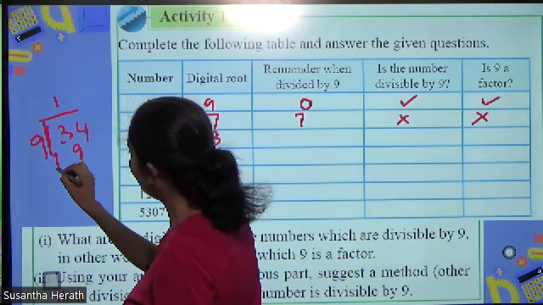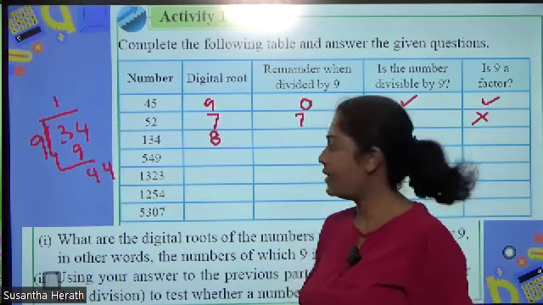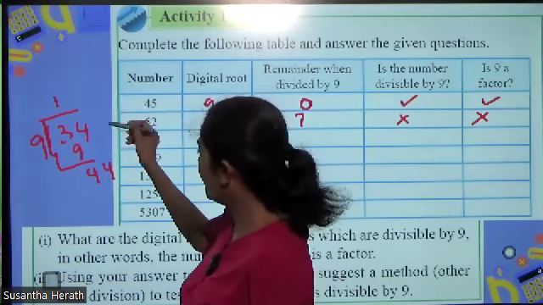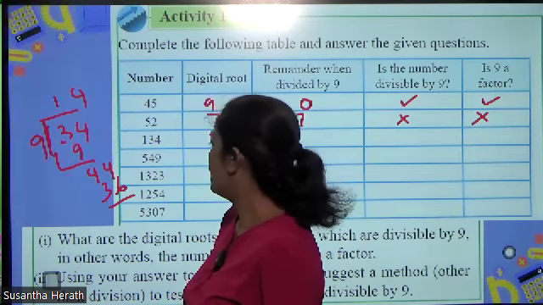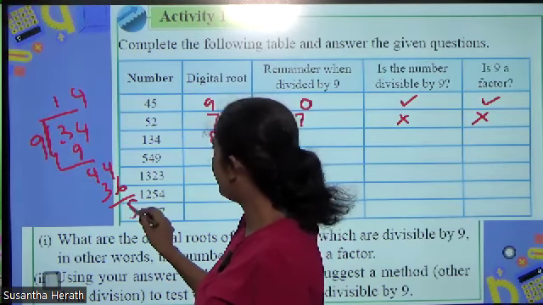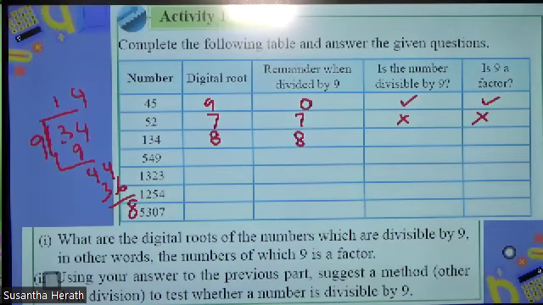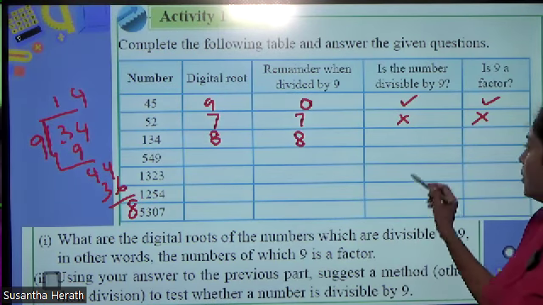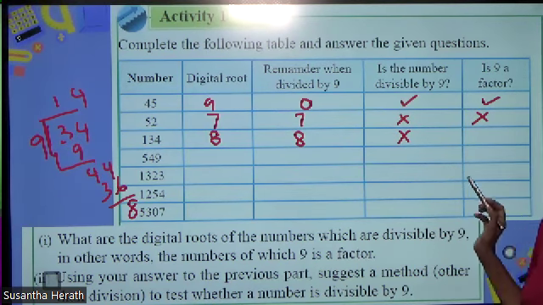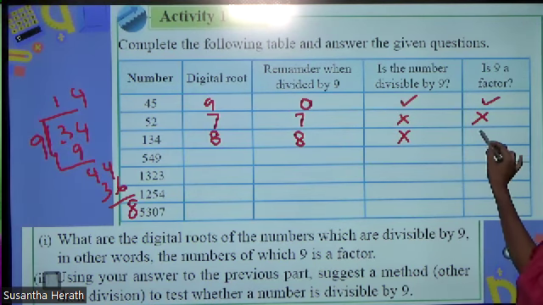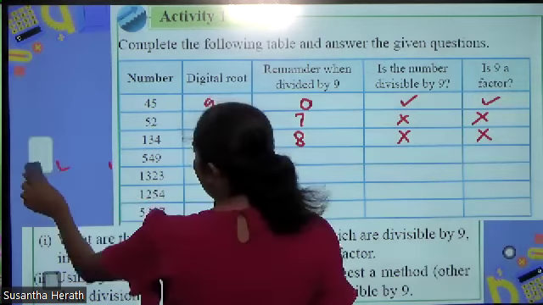Then 44. How many 9s are there? 4. Then 36. 44 minus 36, 8. Then remainder is 8. Is the number divisible by 9? No. Then is 9 a factor of that number? No. Okay. Then next one.